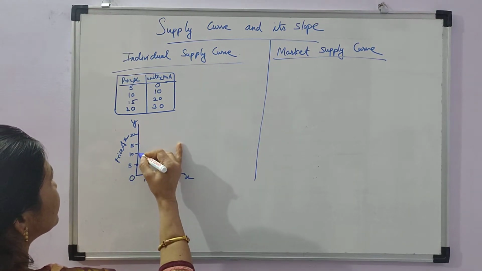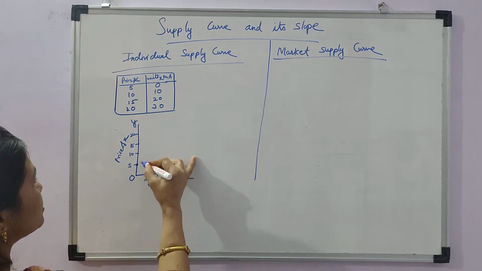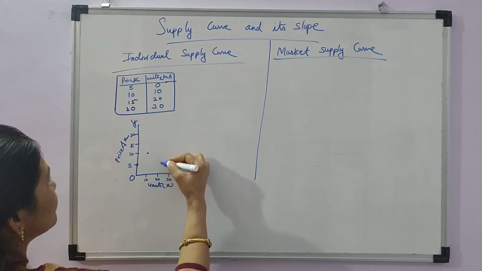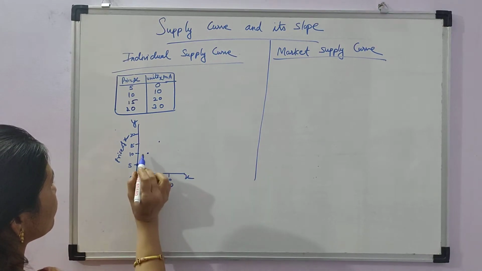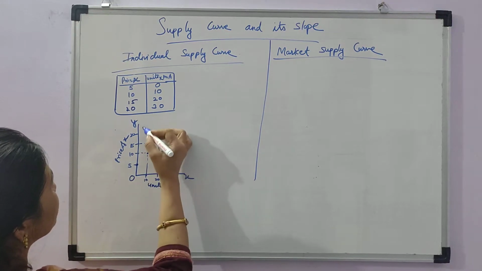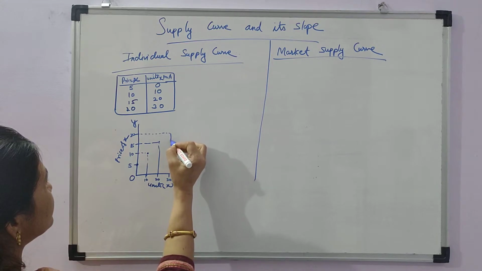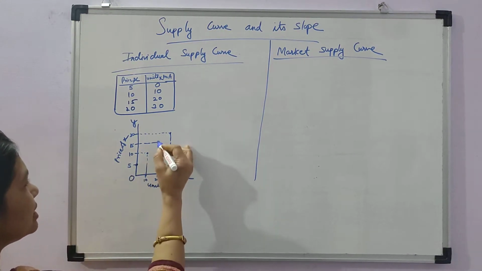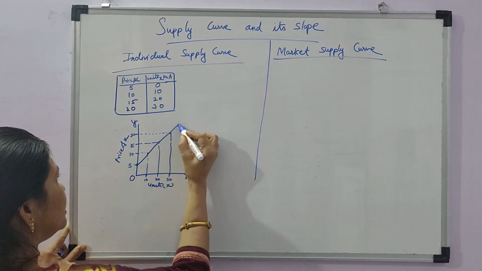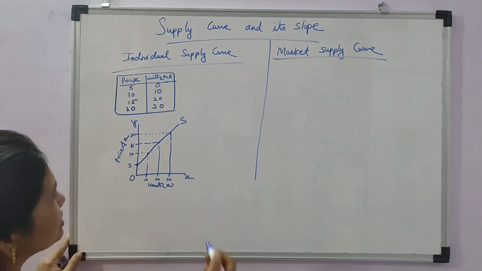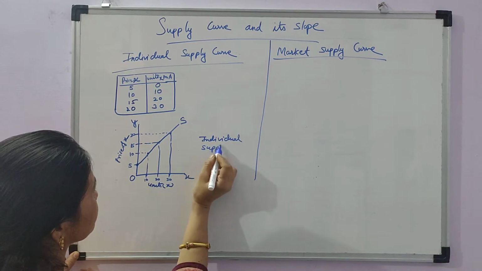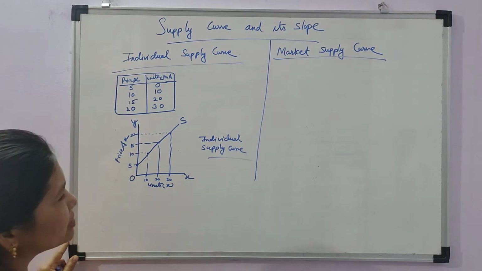And when your price starts increasing, the price will be 10, the supply is also 10. So next will be at this point. If the price is 15, the supply is how much? 20. And if the price is 20, then the supply is how much? Supply will be 30. So these are the different points. We will join these points to get the supply curve, and in this way you will get the supply curve. This is known as the individual supply curve. This is the supply of a single producer.